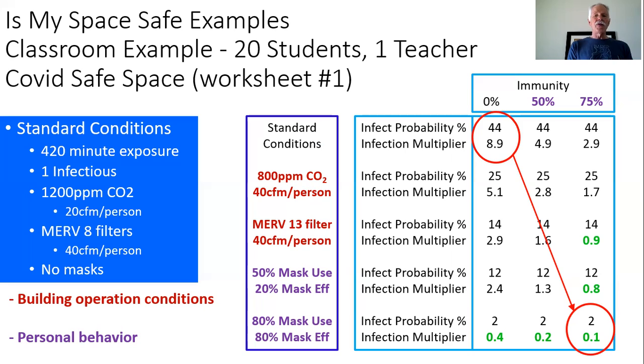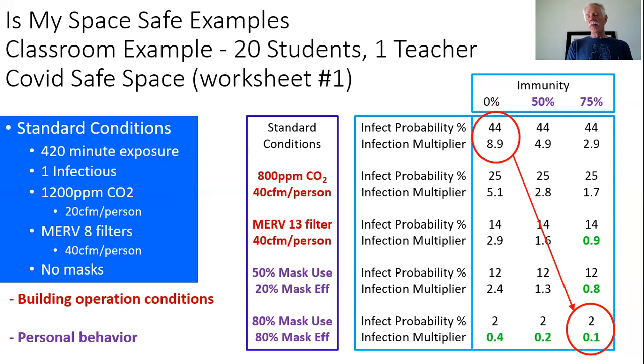And the difference as we move from no mask wearing to efficient mask wearing by all is that we reach a level where now infection probabilities drop from nearly half to only 2%. And the multiplication of the disease has dropped from 8 or 9 people per infectious person in this classroom to less than one. The herd protection, the herd immunity limit, where the disease dies out.